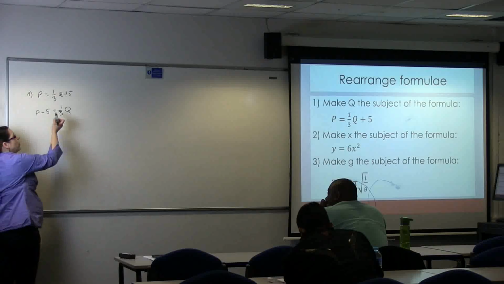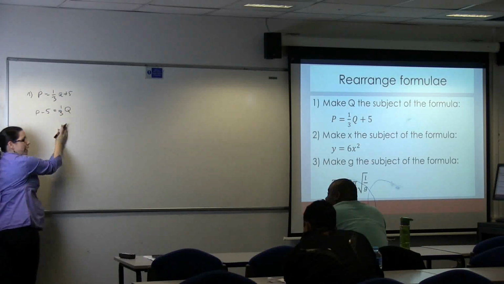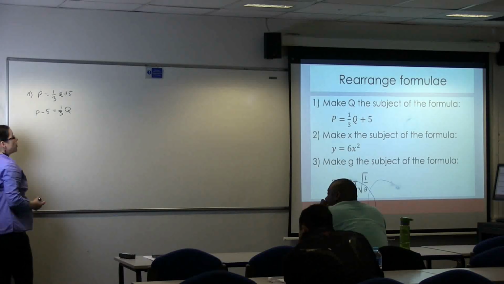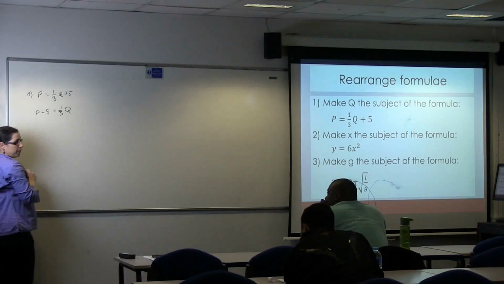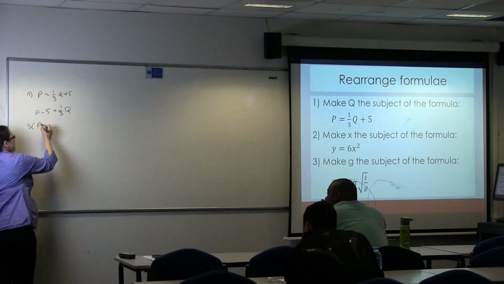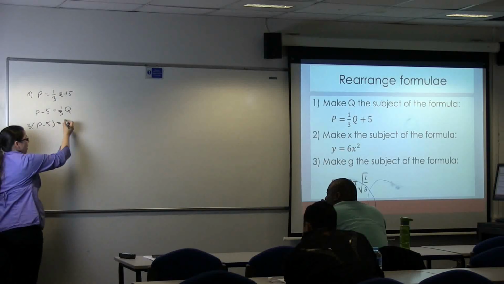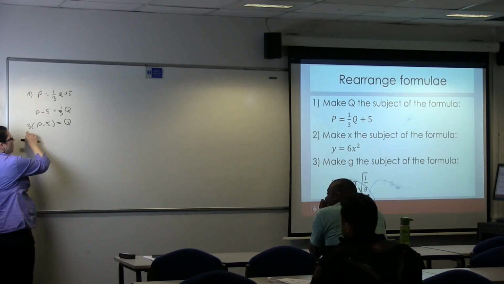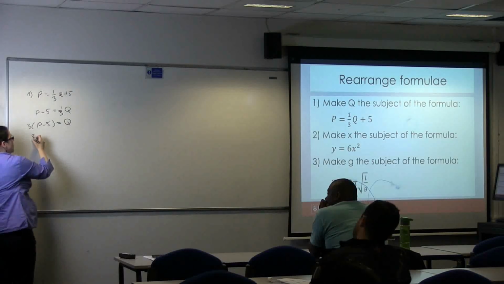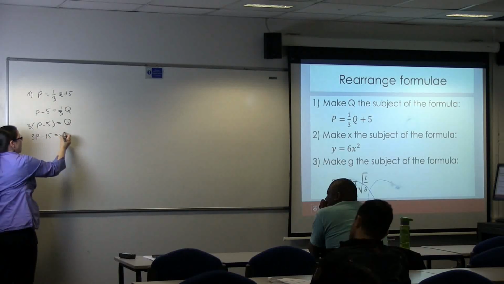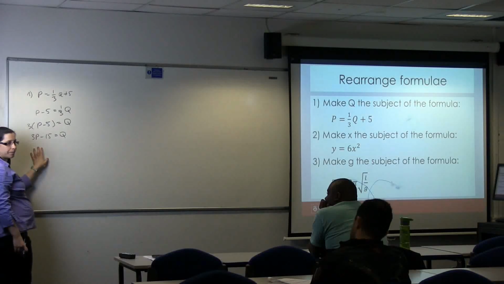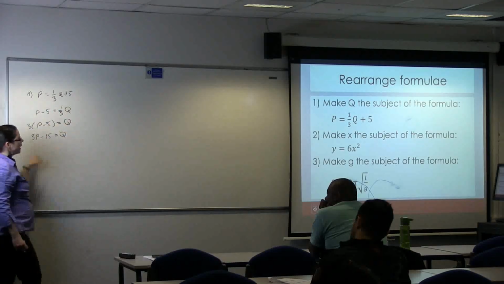And now I've got 1 over 3, which is basically dividing by 3. To undo division, I need to do multiplication. So I need to multiply both sides by 3. So 3 times P minus 5 equals 1Q, which is Q. And probably you want to remove the bracket because that would help you to see easier the connection between the price and everything else. Okay, so that's how you rearrange the demand function.